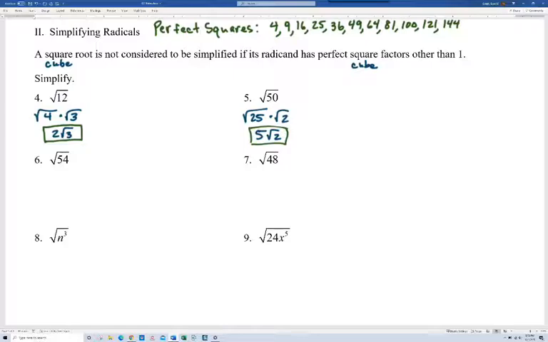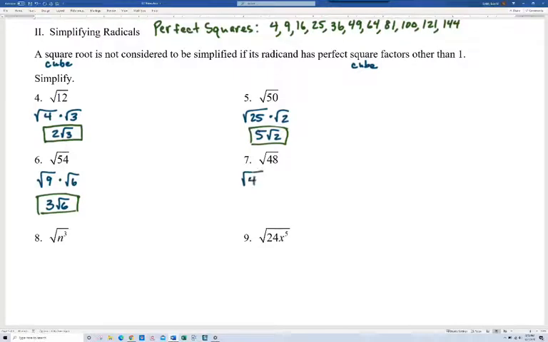All right, so let's move on and see how you did on number 6. Of course, 9 is a perfect square factor of 54, and it would be 9 times 6. And so we can now write this as 3 square roots of 6. Now you've got to be careful on number 7.